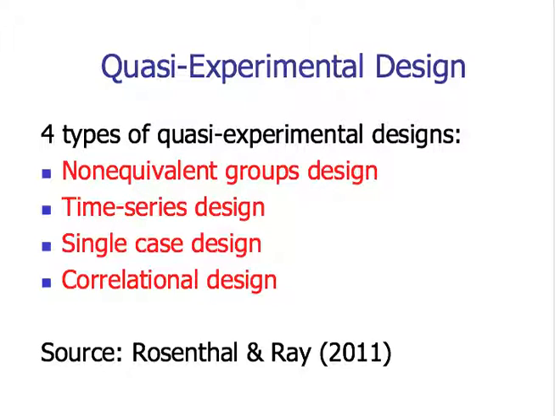There are some authors who group together 4 different types of design as quasi-experimental. I'll warn you that a lot of people don't just put them all together and say these are all quasi-experimental, but Rosenthal and Ray in their textbook do call non-equivalent groups design, time series design, single case design, and correlational design those 4 types of quasi-experimental design.